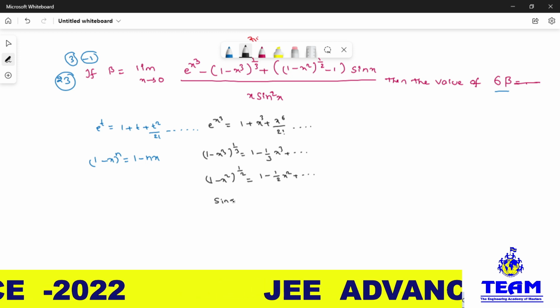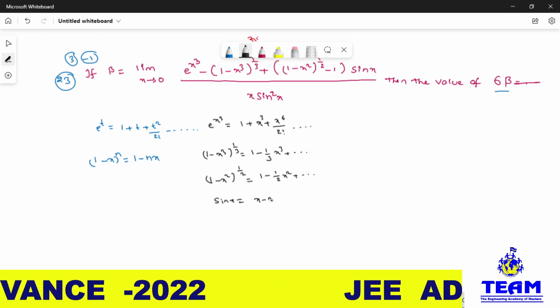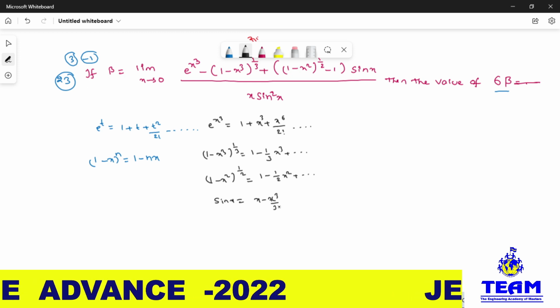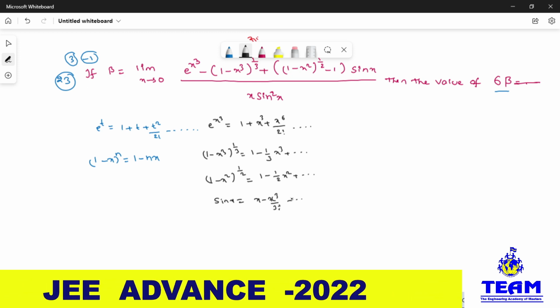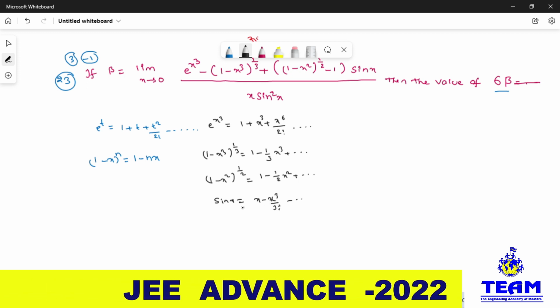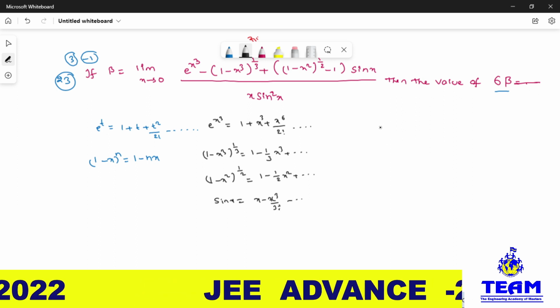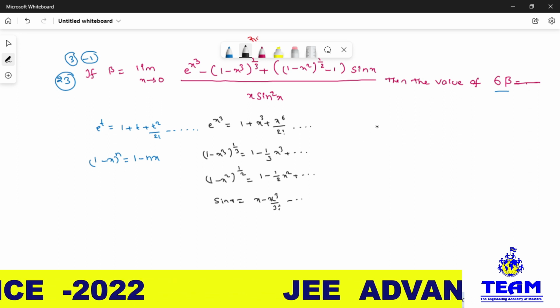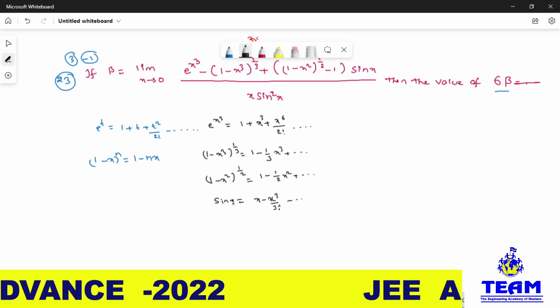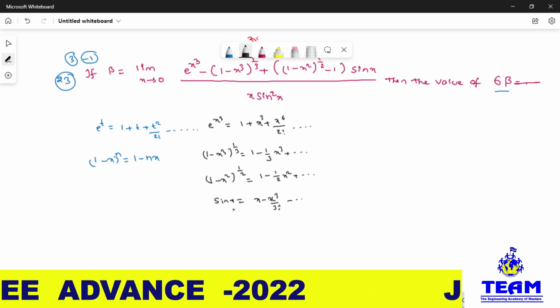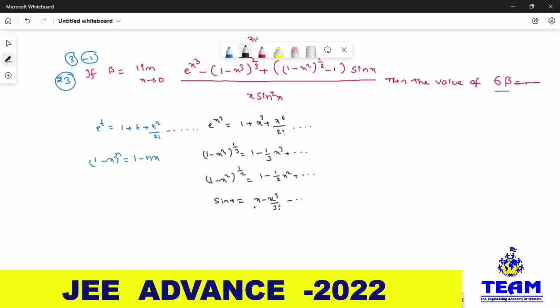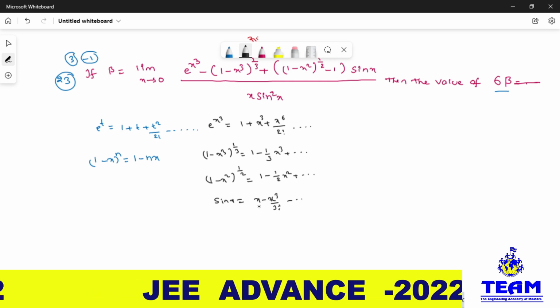Sin x is equal to x minus x cube by 3 factorial and so on. So instead of this entire expansion, simply you can write sin x is equal to x, because you know that sin x is less than or equal to x. Am I correct or not? Yes, right. Sin x by x, as the limit goes to 0, it goes to 1 only. So better to write only x instead of sin x.